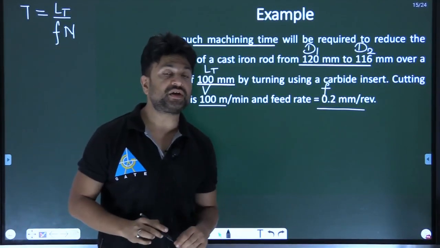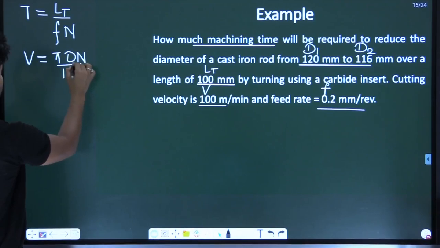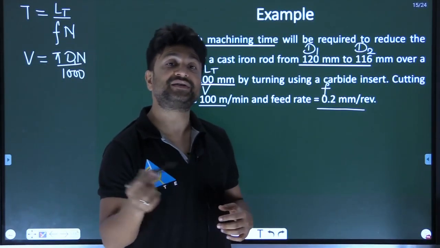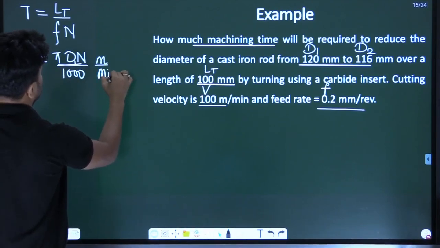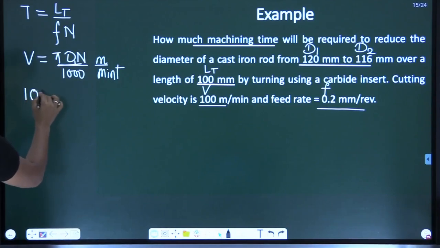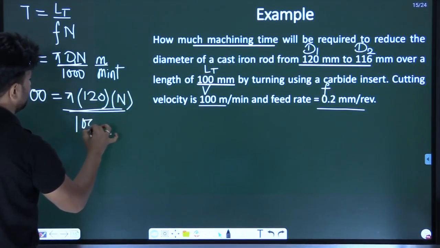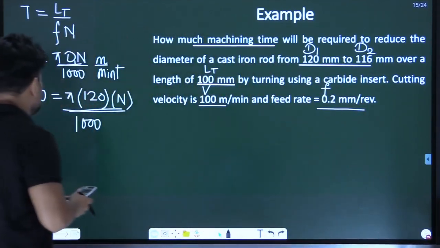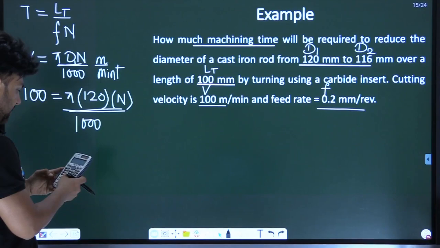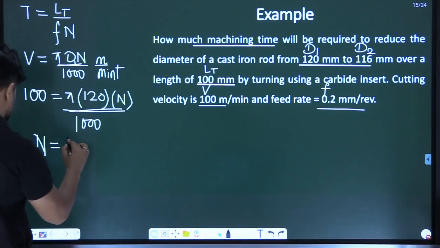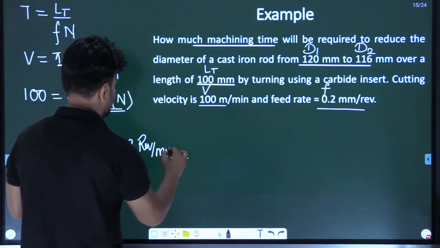Here feed is given, but RPM is not given. So how can I find the RPM? We know that cutting velocity equals pi D N. If D is in mm, divide by 1000. D1 is the initial diameter which you are going to cut, that diameter we generally consider, in meter per minute. So here the cutting velocity is 100, equal to pi, D1 is 120, N is what we have to find, divided by 1000. So let me calculate the RPM. The RPM comes out to 265.258 revolutions per minute.